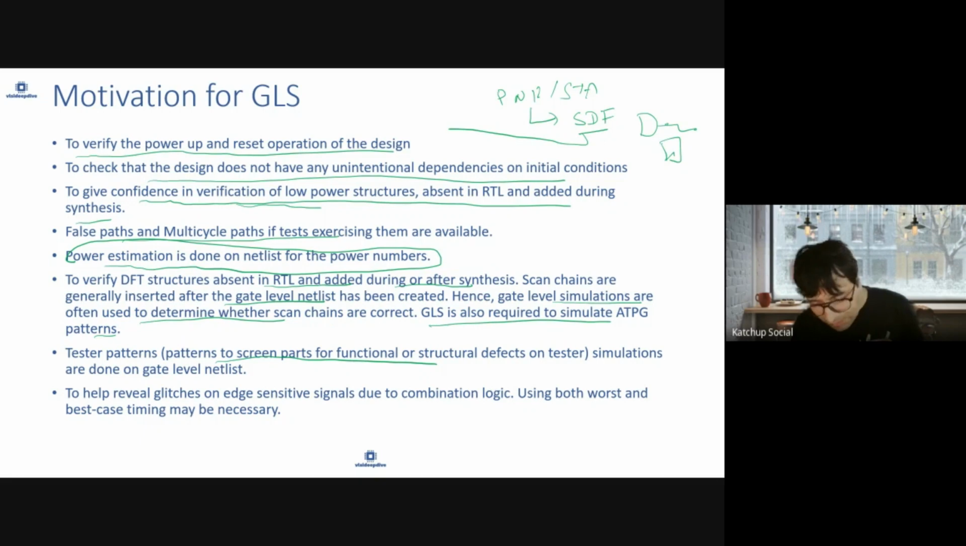In addition to that, sometimes synthesis can synthesize the circuits in AND-OR format. Some muxes can convert into AND-OR format and sometimes can create glitches. So to help reveal that there are no glitches on sensitive signals, you need to run gate level simulations to identify if there are glitches present when signals are changing close together on some part of the design. So these are some of the motivations for gate level simulations.